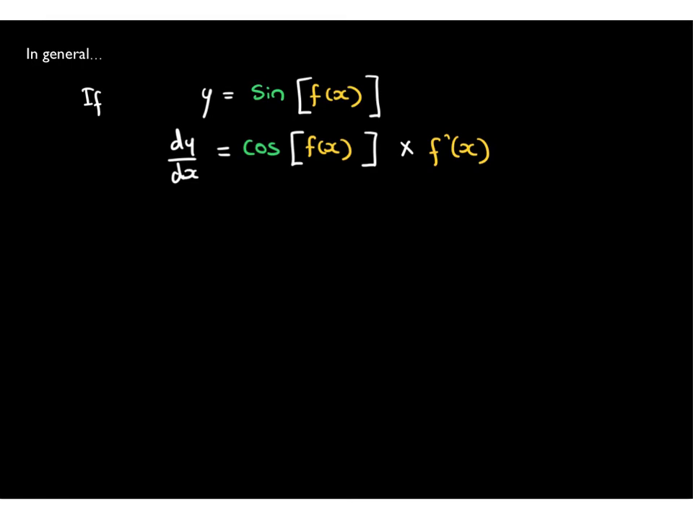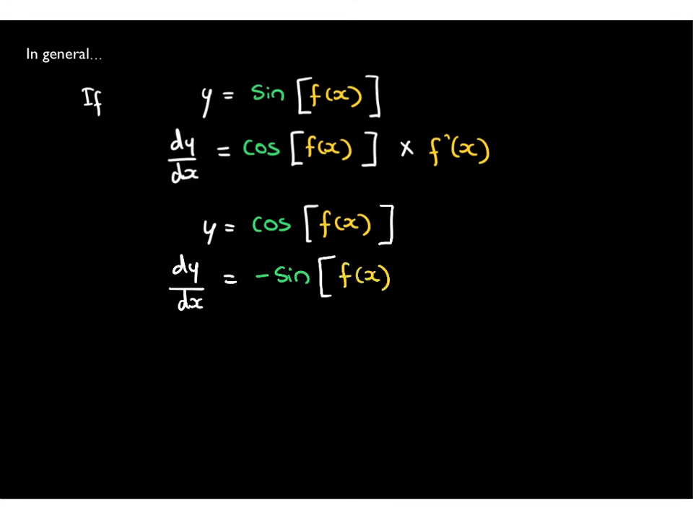Now, what happens if y equals cos of some other function, f of x? So we have a composite function with cos as the outer function. Well, then we know that dy by dx is equal to negative sine, because cosine differentiates to negative sine of f of x. But again, multiply by the derivative of the inner function, which is f dash x.